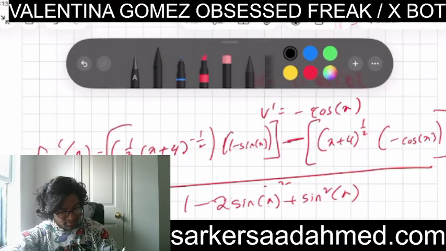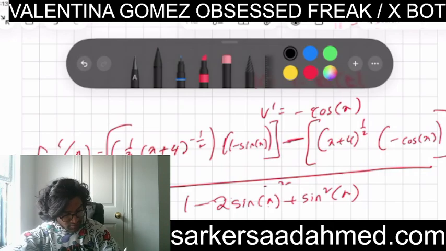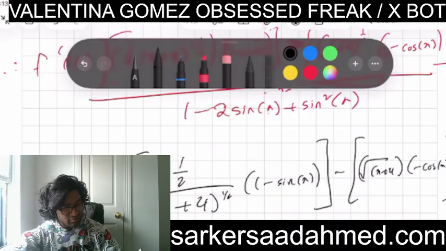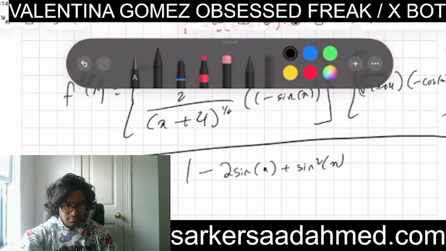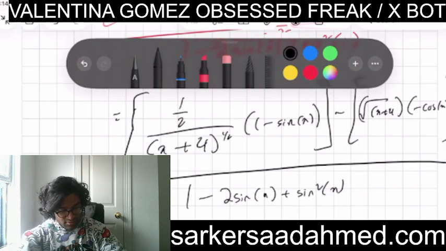So we have f prime of x is equal to half divided by x plus 4 to the power half, times 1 minus sine x, minus root of x plus 4 times minus cosine of x, divided by 1 minus 2 sine of x plus sine square of x, right? Cool. So this is your f prime of x.